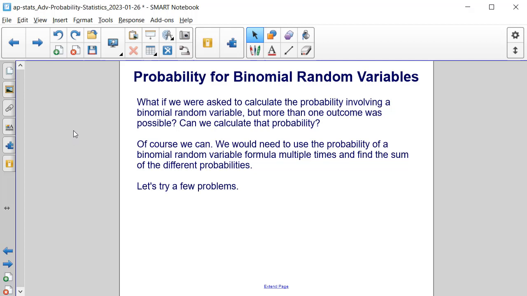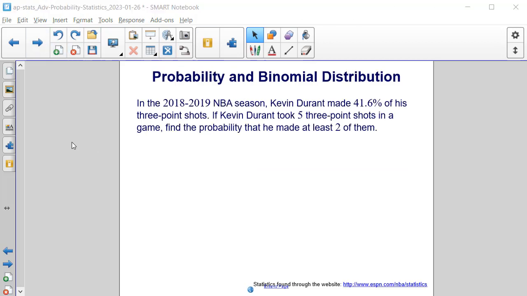If we were asked to calculate the probability involving a binomial random variable, but more than one outcome was possible, can we calculate that probability? Of course we can. We would need to use the probability of a binomial random variable formula multiple times and find the sum of the different probabilities. Let's try a few problems.